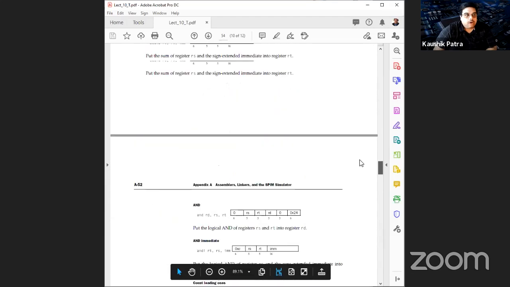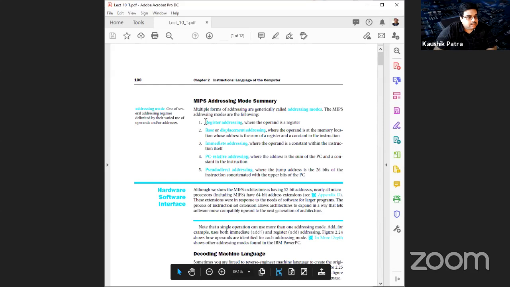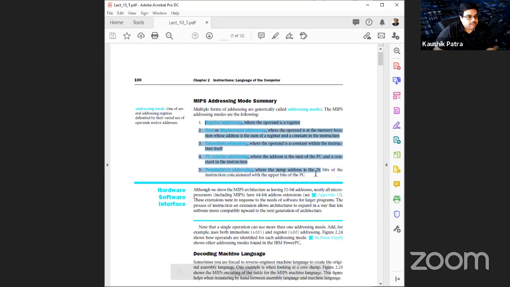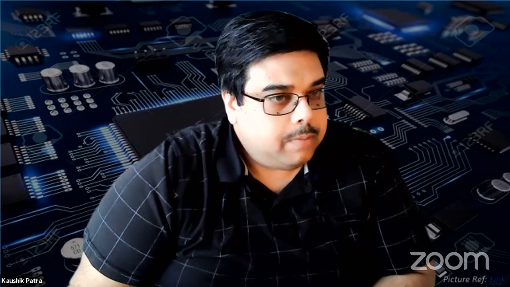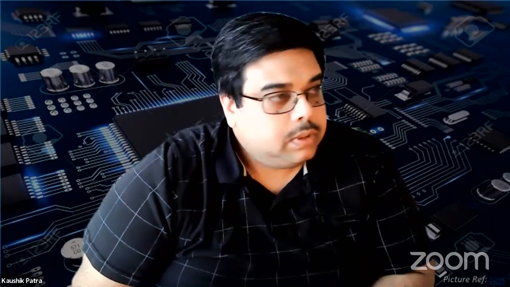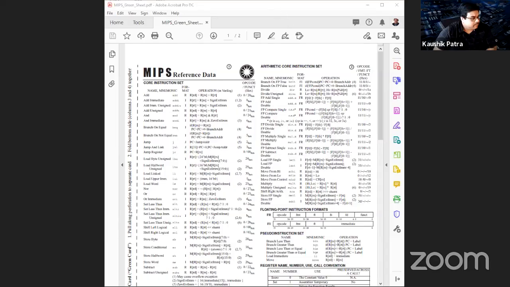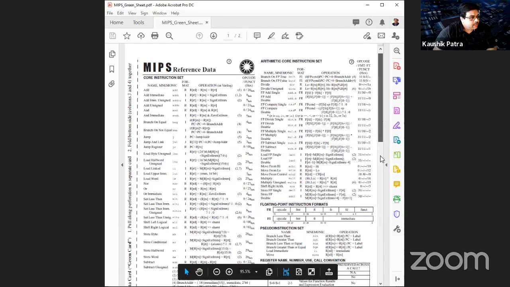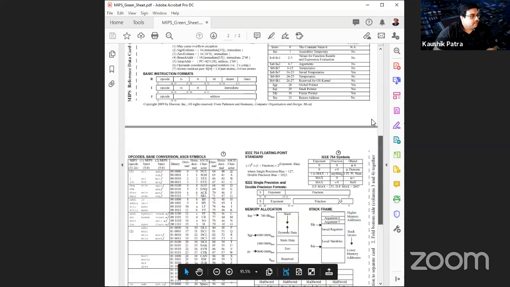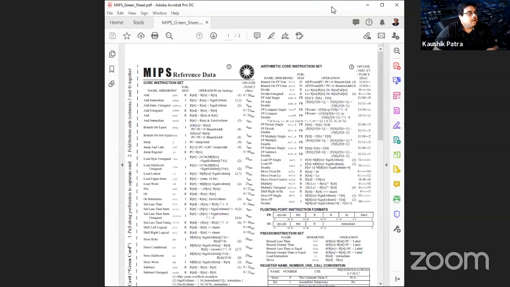Okay, most important from this page is this part, addressing mode. You need to understand very carefully what these addressing modes are and how they're used. That's one thing. And another thing in this topic, I want to show you the green sheet once again. I believe I have shown you already previously, this is the 2-page document which compacts many information, and you need to really learn yourself how to read this, how to extract information out of that.